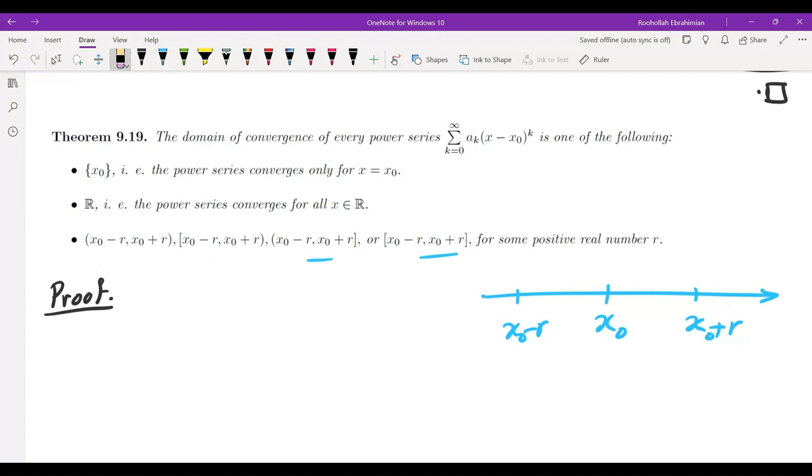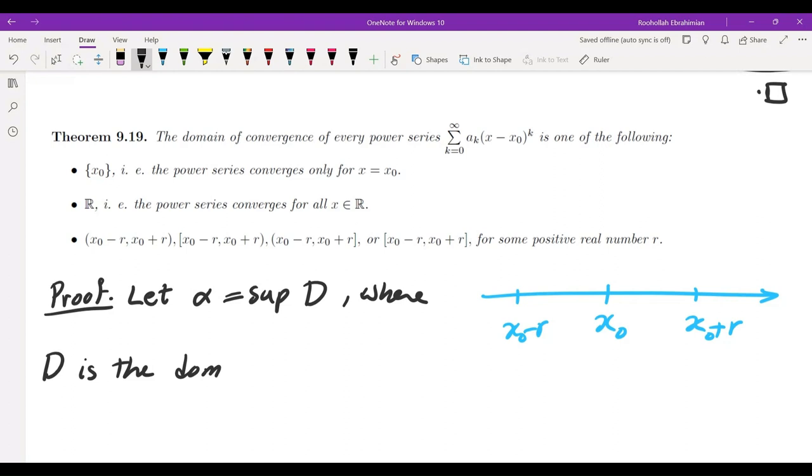Okay, so how do we prove this? The way we're going to prove this is we're going to take a look at the supremum of all of the points that are in the domain of convergence and see what happens. So let alpha be the supremum of D, where D is the domain of convergence of the power series.